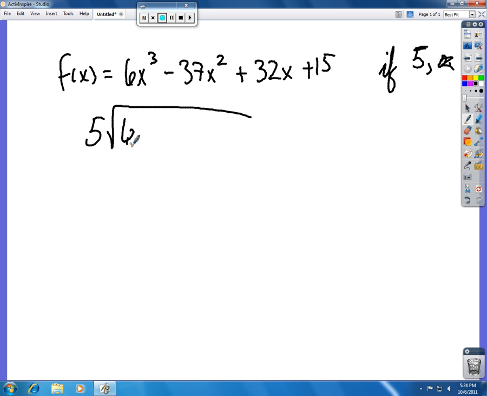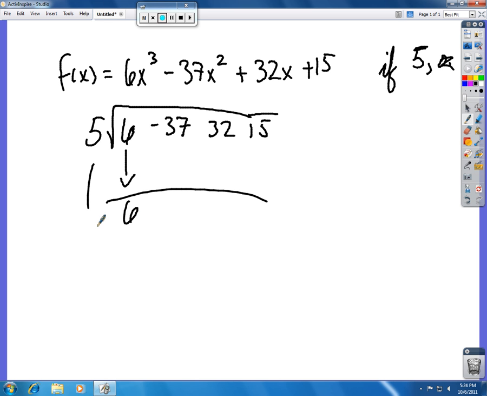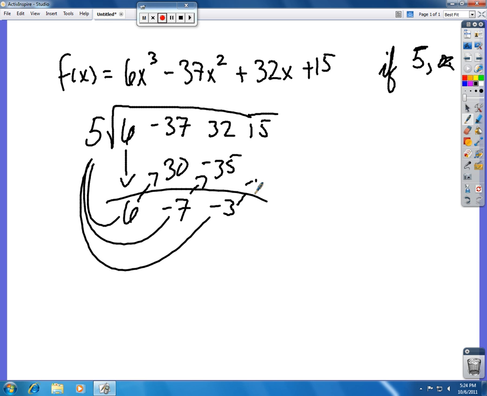We drop down our coefficients. Let's see, so 6, negative 37, 32, and 15. Okay, so this guy's going to drop down. There's going to be 30. Combine these two together, you got negative 7. Combine these, multiply these two. Combine these two, you got negative 3. Combine these two, negative 15, so that's 0.